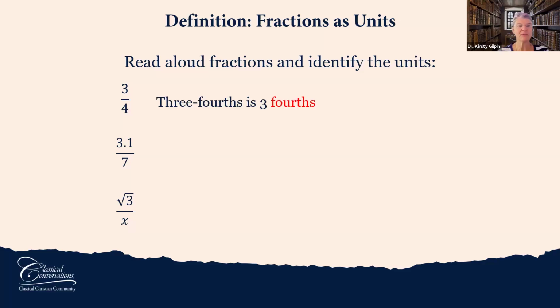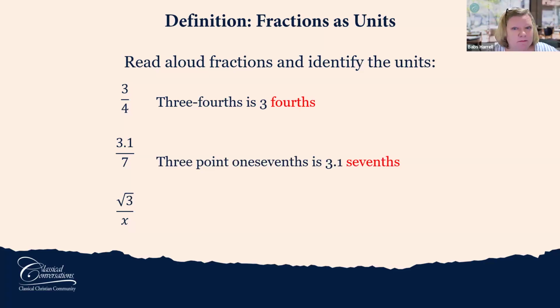That's what I'm counting. So how about 3.1 over 7? How would we read that? 3.1/7. Yep. So what's my unit? 3.1. Oh, no, that's my count. That's how many I have. Oh, sevenths. Sevenths, mm-hmm, right? So those TH numbers are the numbers that are telling me what my unit is.